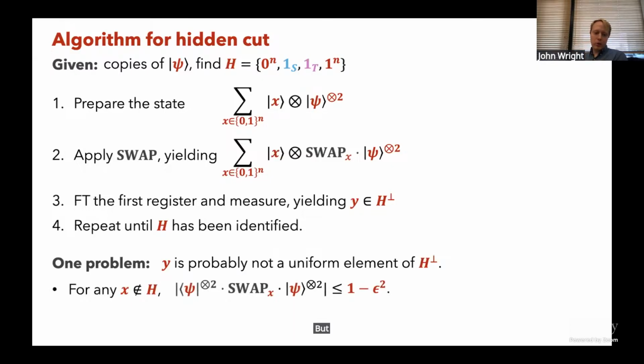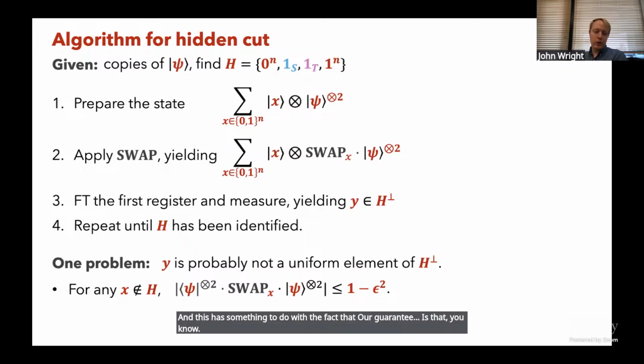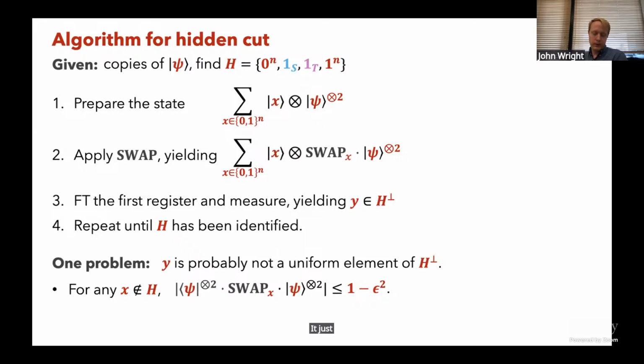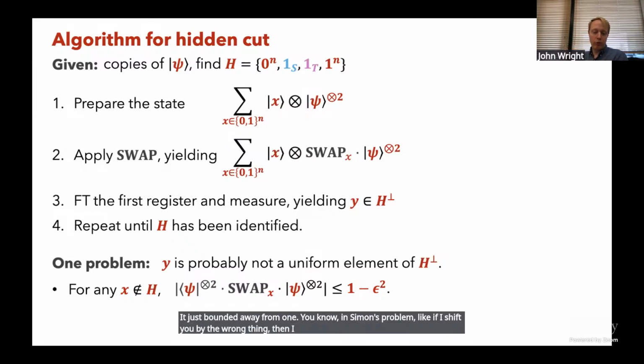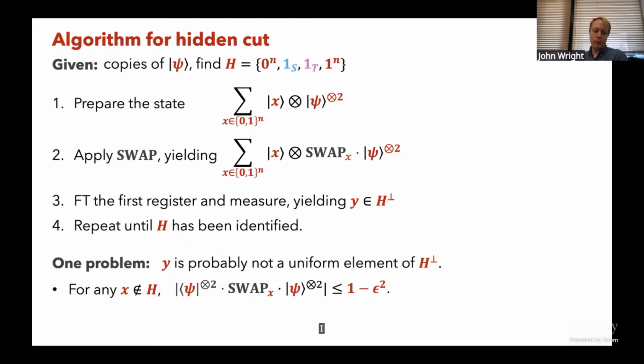And this has something to do with the fact that our guarantee is that, for an X that's not in our hidden subgroup H, the overlap between the state after you apply swap and the original state is not 0. It's just bounded away from 1. In Simon's problem, if I shift you by the wrong thing, then I completely change the value of the function. Here, if I shift you by swap, I just slightly change what the state is.